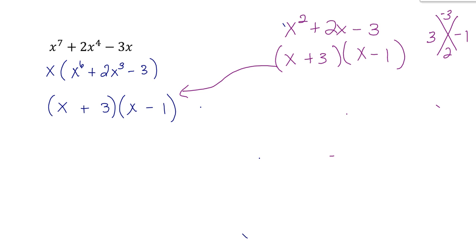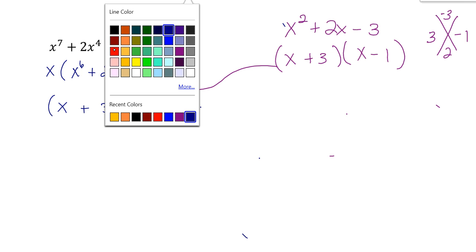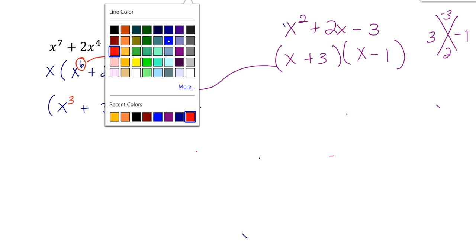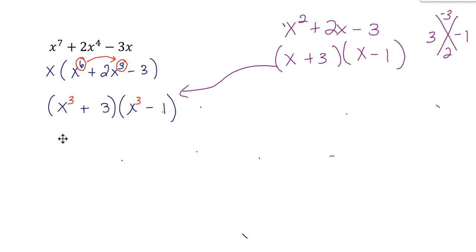But this number right here, it wasn't a 2, it was a 6. And this middle one was half of that, which means our powers here are actually supposed to be 3's. So factoring them together, this would actually be factored as x cubed plus 3 and x cubed, it's not an x, that's an x, minus 1. Now the next step is to look to see if they factor any further.